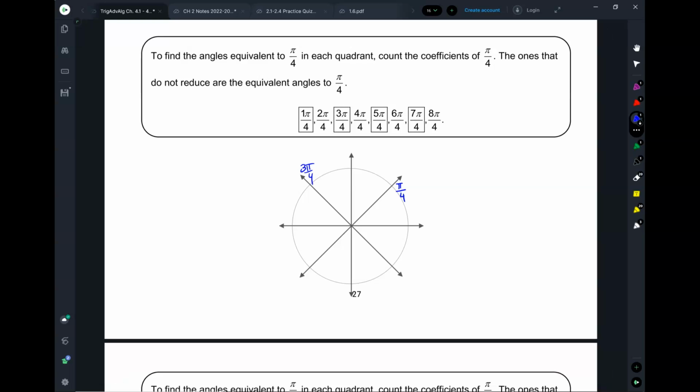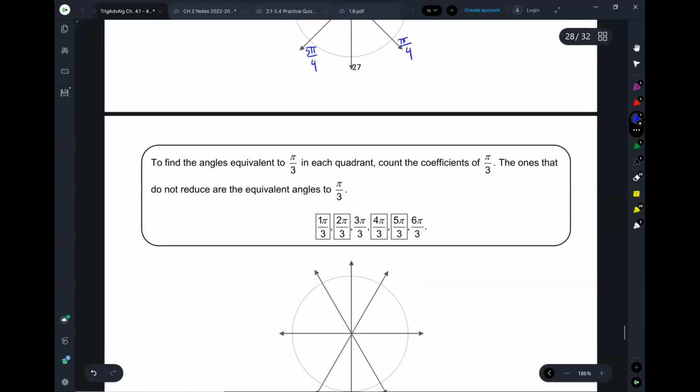4 pi over 4 cancels. 5 pi over 4 doesn't cancel. 6 cancels. 7 pi over 4 doesn't cancel. So that's the one. This way, you know exactly where 7 pi over 4 is if I ask you. It's like, okay, 1 pi over 4, 2, 3, 4, 5, 6, 7 pi over 4. That's how we count through them.